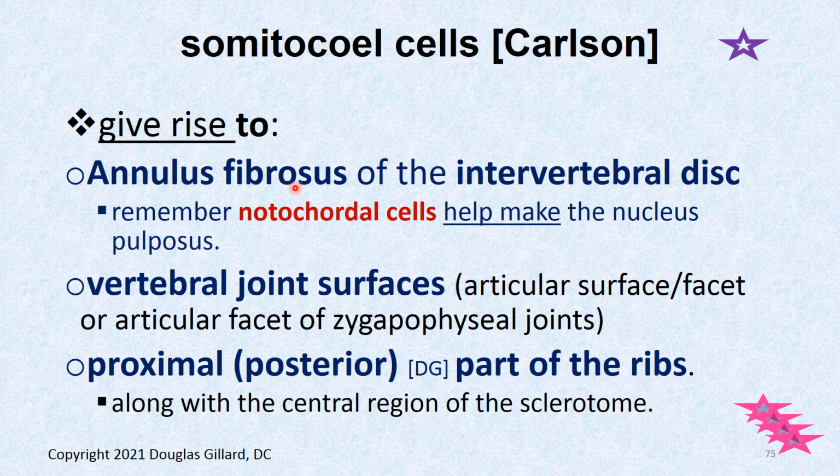Well, we said they give rise to the annulus fibrosus. Some important stuff, right? They give rise to the annulus fibrosus of the disc. And remember, notochord cells also make up the nucleus pulposus. And we looked at some other cells that contributed to that as well. Basically, the sclerotome also makes up the nucleus pulposus. But somitocoel cells make up the annulus fibrosus, super important. They make up joint surfaces, specifically the Z-joints, articular pads, or the facets of the superior and inferior articular processes, made by these important covered wagon cells, somitocoel cells. They also make up the proximal part of the ribs.